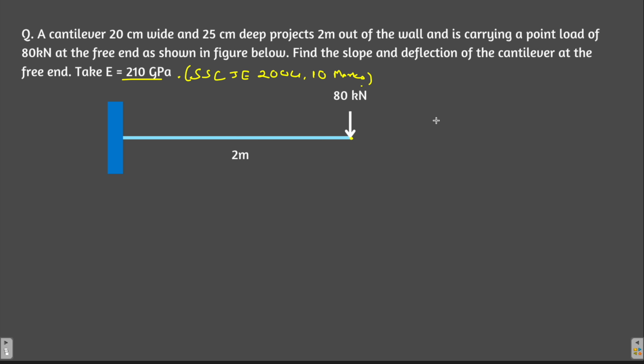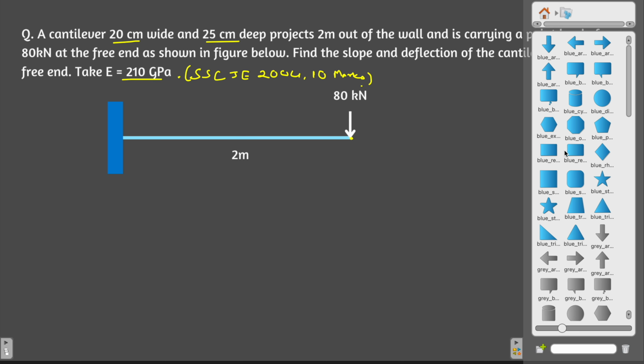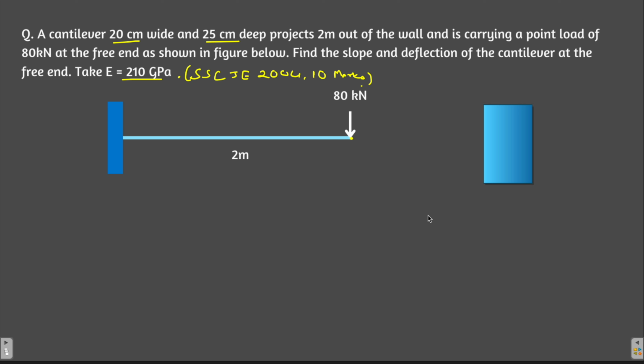Now in this question, there is a problem. The cross section of the beam is given in centimeters. So let me draw the cross section of the beam. It is given in centimeters. So let this be the cross section of the beam. The width is 20 centimeter and the depth is 25 centimeter.